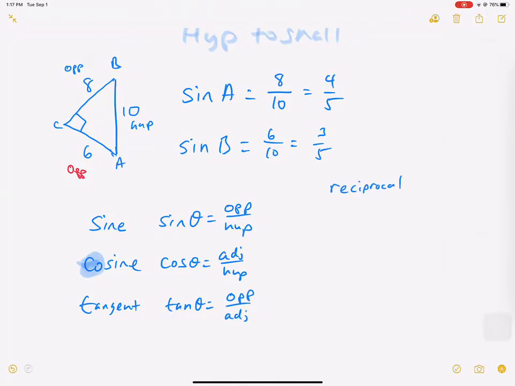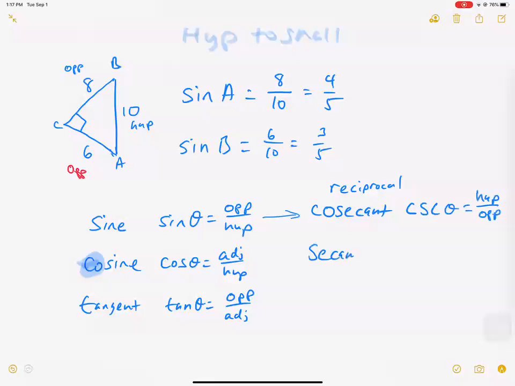Reciprocal identities, and this is going to be cosecant. Oops, let me write it again. Cosecant is CSC. Cosecant is hypotenuse over opposite. This is very similar to sine. It's just the reciprocal of it. Instead of opposite on top, we have the hypotenuse on top.